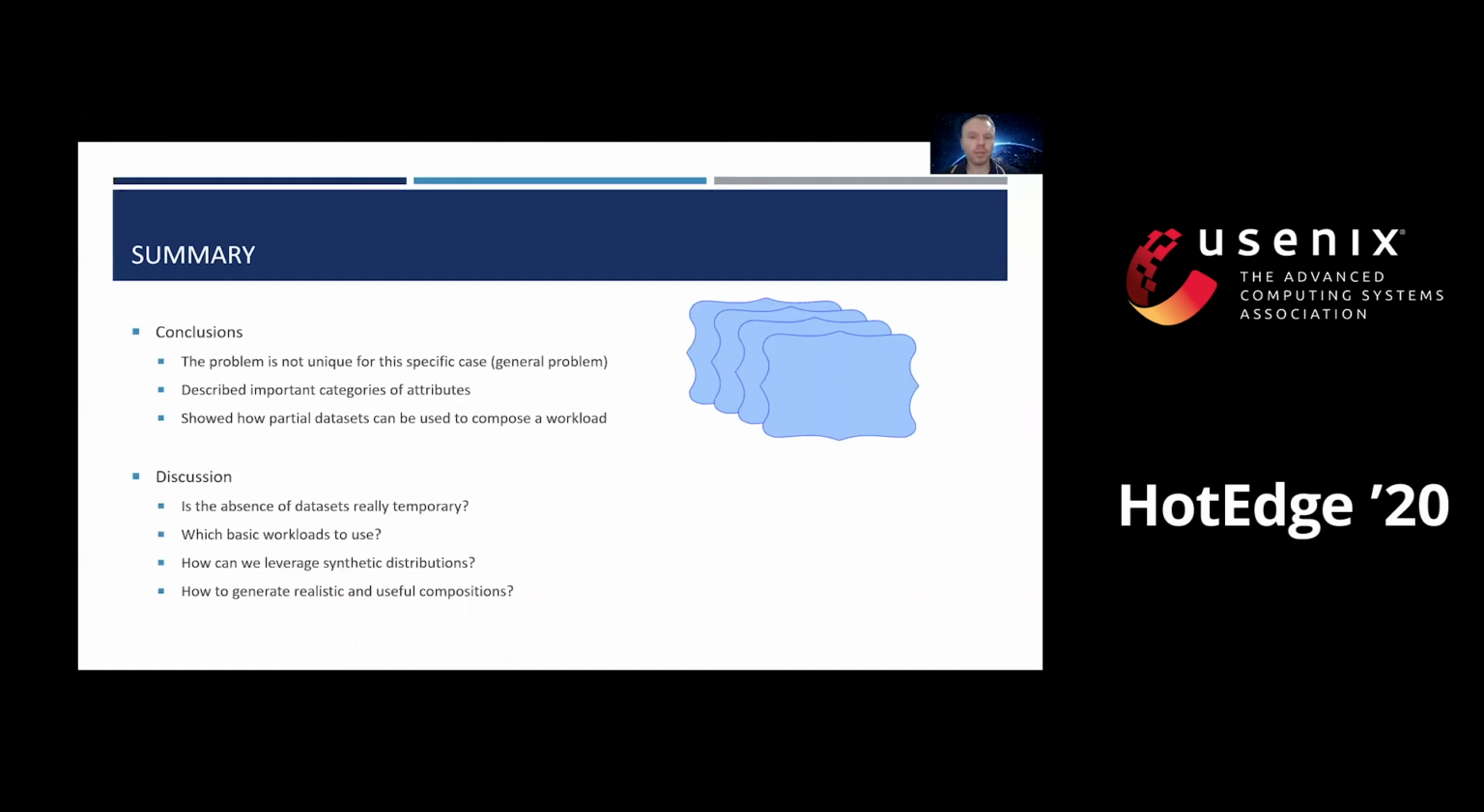And finally, we've composed our example workload based on our view of how an edge workload should behave. But due to the scarcity of edge systems, it might not be realistic. How can we generate realistic and useful compositions?